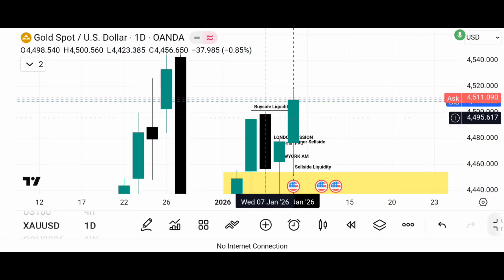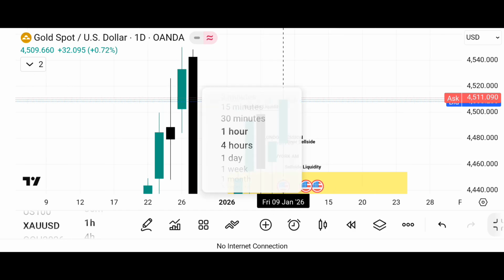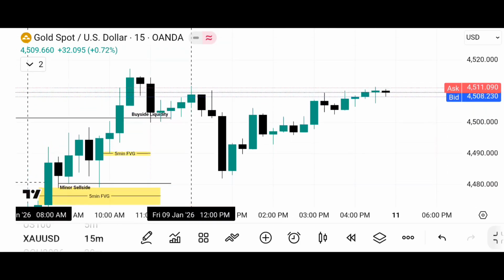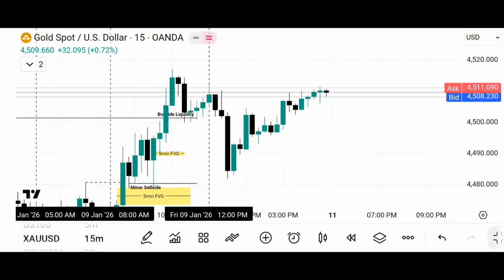7th of January, so price took out this high. Okay, so down to the business for today. I said I'll be talking about the ICT macros for the London, for the New York PM session. The New York PM session.